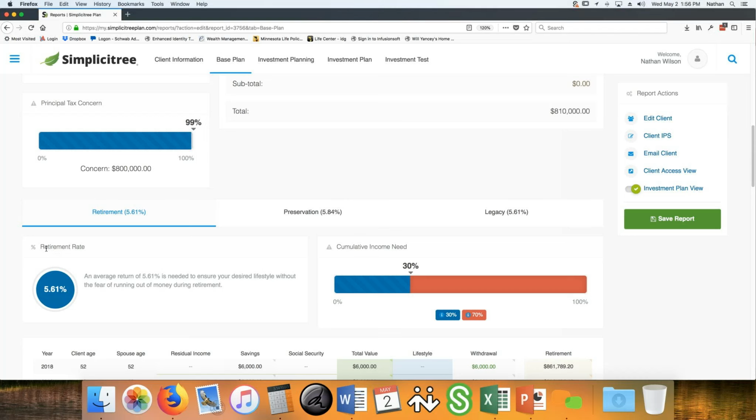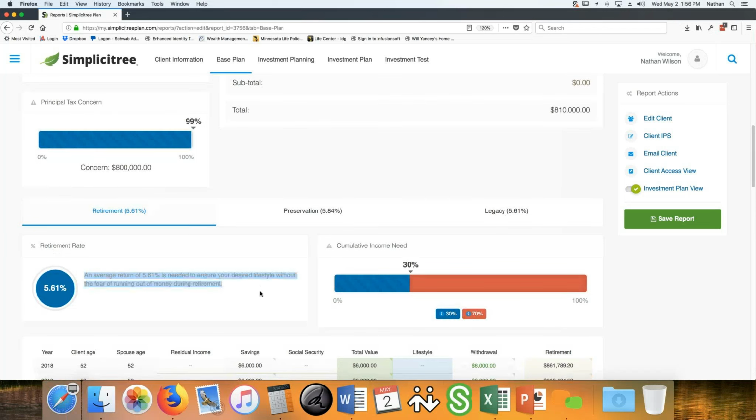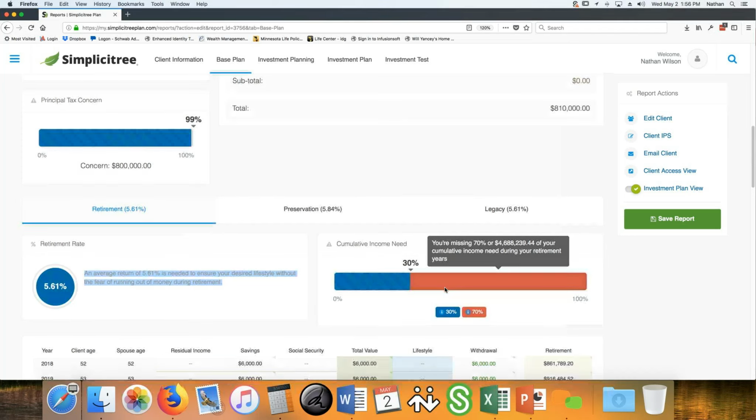The other neat thing about this software program is it tells you what you need to have in a rate of return. So in this case, you need to have a 5.61% rate of return in order to ensure you have a desired lifestyle without the fear of running out of money during your lifespan. So it tells us really what target we need to hit. Over here is a cumulative income need. You'll see here that this client has 30% of their income supplied from passive sources such as Social Security, and this zone here, 70%, is what you're missing from retirement income.